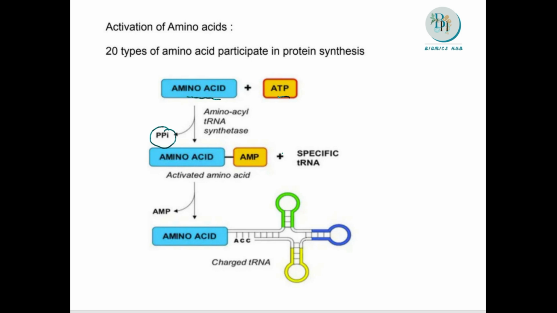Then it binds the specific tRNA by releasing AMP. This AMP is released. Now it binds in the CCA region at the 3' end of the tRNA. In the 3' region of tRNA, the CCA sequence is present, and near the A, this amino acid comes and binds, which is known as charged tRNA, and the bond formed here is known as an ester bond. In this way, the aminoacylation of tRNA takes place.